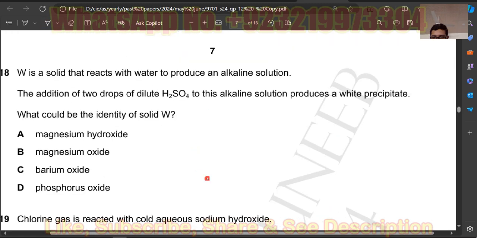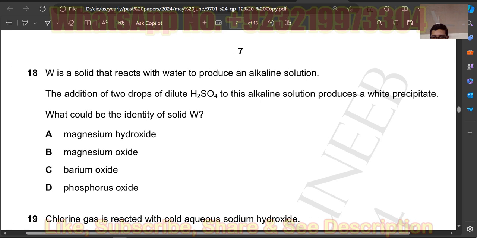Now question number 18. W is a white solid that reacts with water to produce an alkaline solution. The addition of two drops of sulfuric acid to this solution gives a white precipitate. What could be the identity?